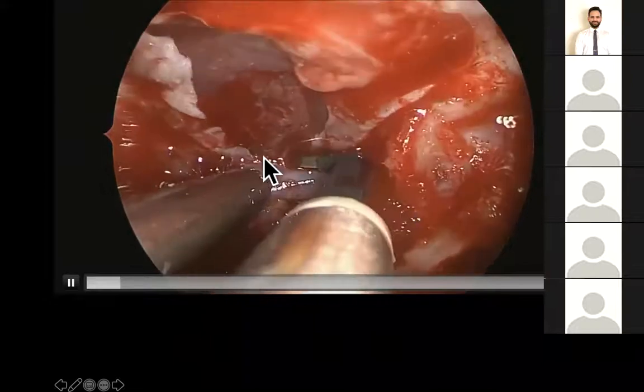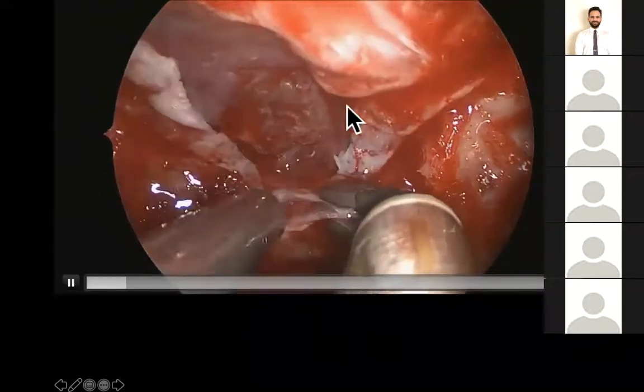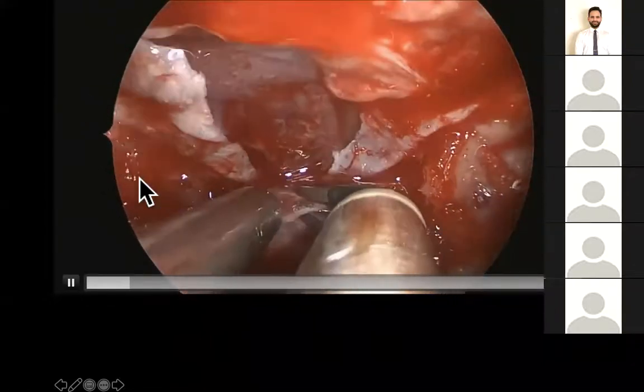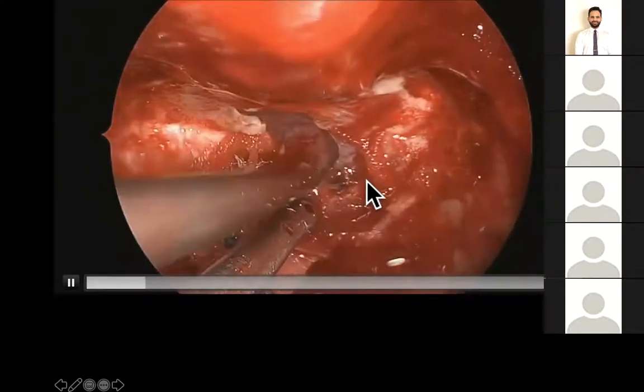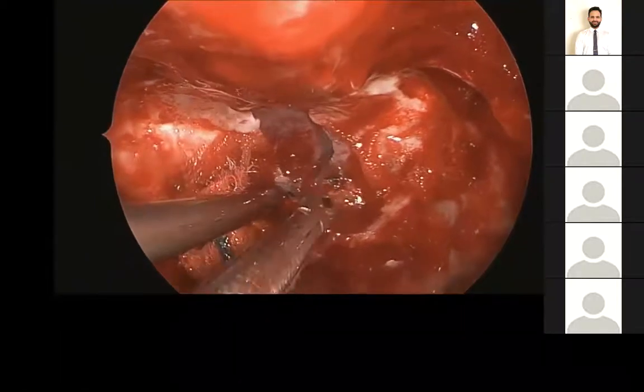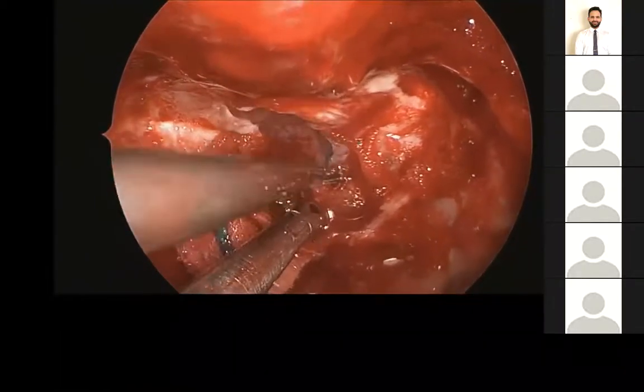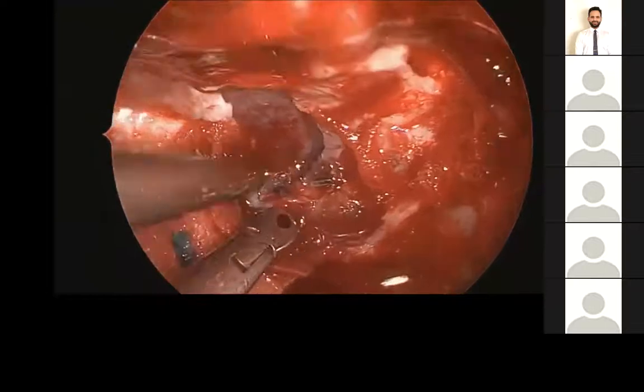So this is after we open the dura here. This is the optic canal on one side, and on the other side, the carotid arteries. This is the superior intercavernous sinus, and going towards the, that is in continuation with the diaphragm of the dura.